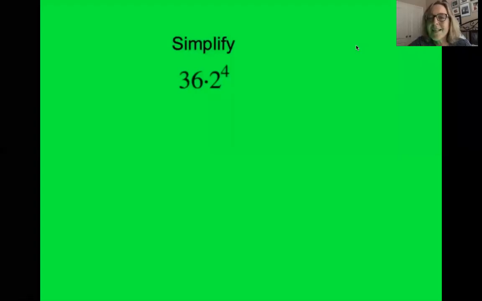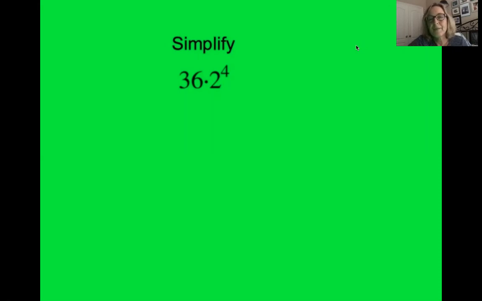Okay, there's one last kind of problem we need to look at. Let's say we needed to simplify 36 times 2 to the 4th power. Well, you might notice that 2 to the 4th power is the only power in this problem, and we can't combine a number with a power. So we need to do something with this 36.